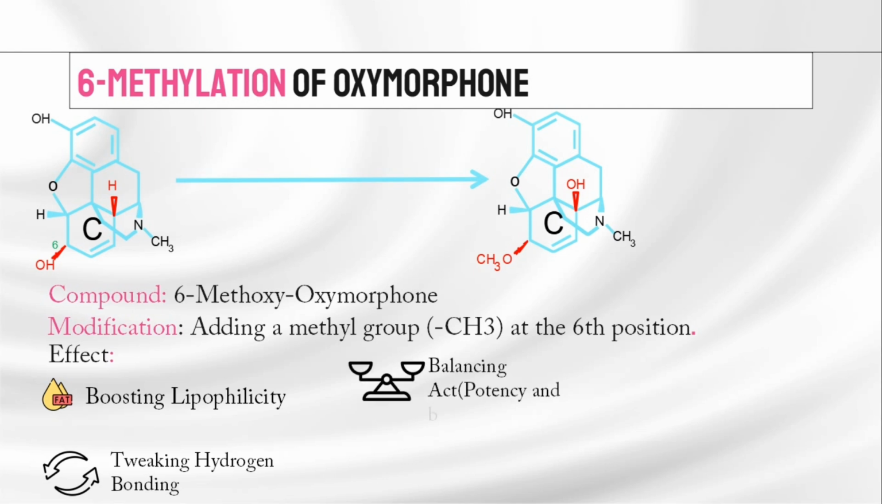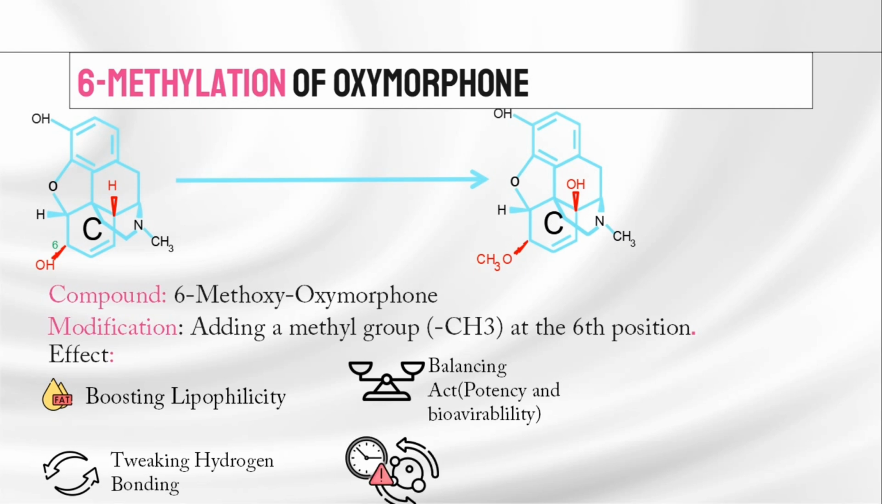3. Balancing act, potency versus bioavailability. This modification sets up an interesting balance between the drug's ability to reach the brain and its effectiveness at the receptor. Possible decrease in binding affinity: the altered hydrogen bonding might slightly reduce how strongly the drug activates opioid receptors. Compensation through delivery: however, enhanced BBB penetration means more of the drug reaches the receptors. Net effect: the increased brain availability may offset changes in receptor binding, maintaining or even enhancing overall efficacy.